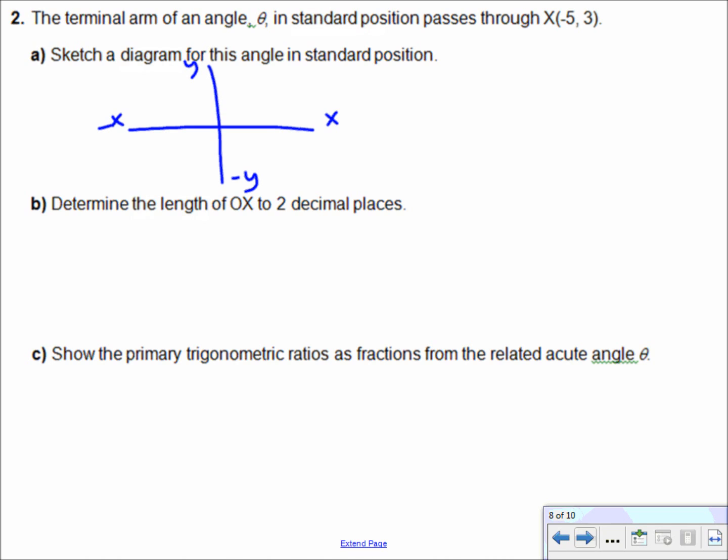I'm showing you right away what I want to see in these diagrams for you to get full marks. Now, you don't have to get a ruler out. It's a sketch, okay? I just want it to represent what it is. Remember, in an ordered pair, it's always x, y, okay?